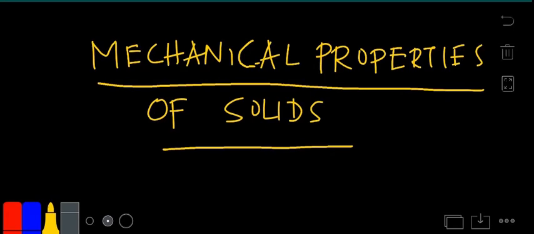Today primarily we'll be talking about mechanical properties of solids. Before starting further, we need to understand what is there in this particular module. In this module we'll be learning how exactly materials, or solids per se, behave under certain loads or under certain circumstances that they are subjected to.